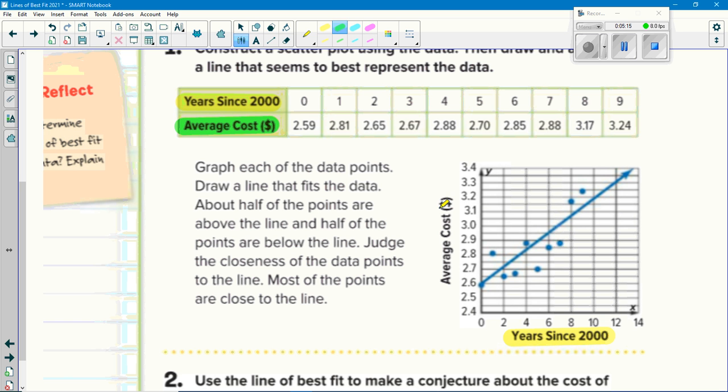Average cost, that's our Y. Because the cost depends on the year we're talking about. So you graph the data points. Now, right now, ignore this blue line. Pretend it's not there. I wish they hadn't drawn it there, but we're going to do some of this ourselves anyway. As we look at this, we're going to draw a line that fits.